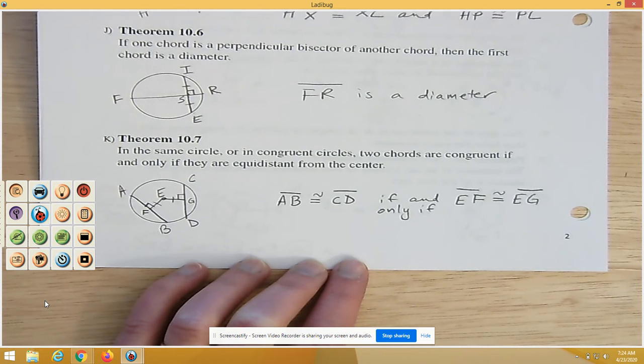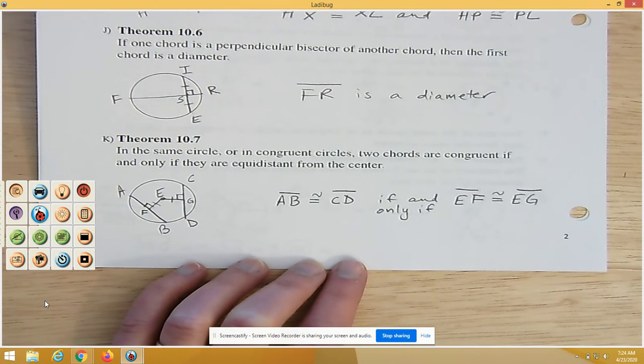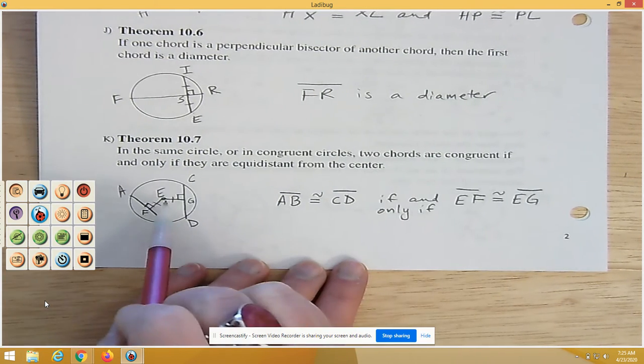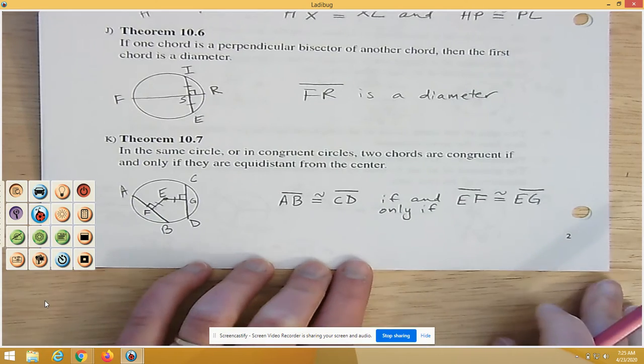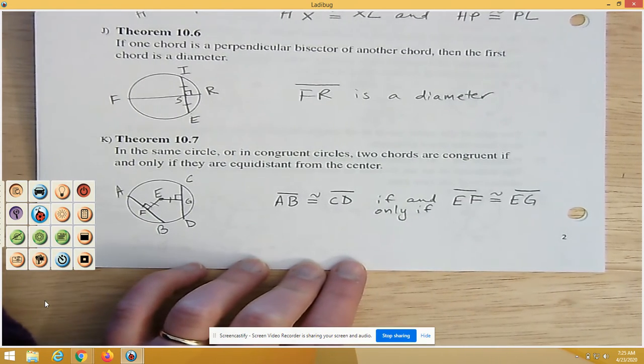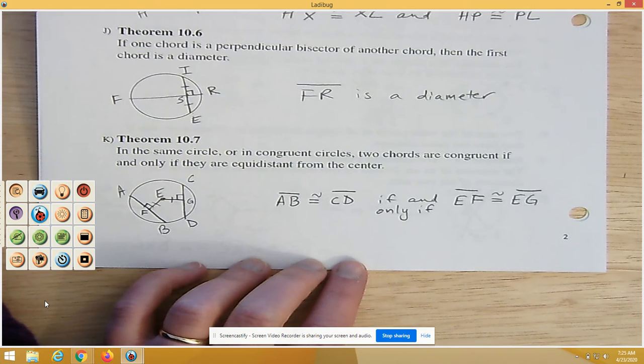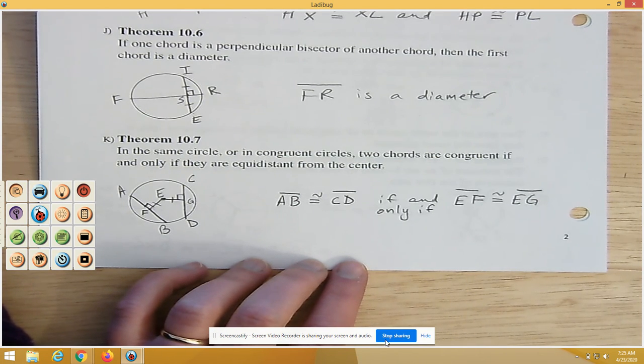So the two chords, segment AB and segment CD, are going to be congruent only if the lengths from the center perpendicular to each chord are both the same. That's what this is saying. All right, so we'll start using these chords in practice over this week. Use all these theorems. Good luck.